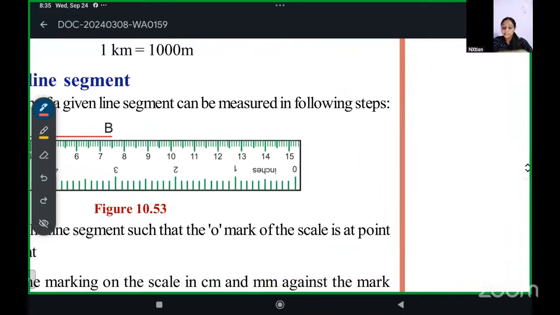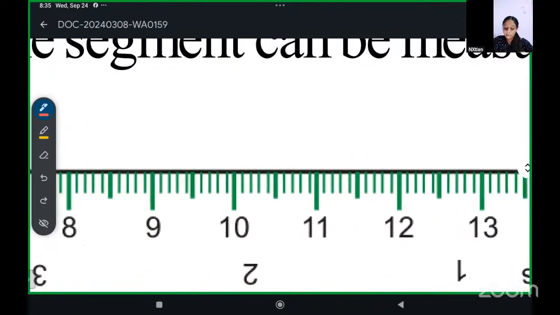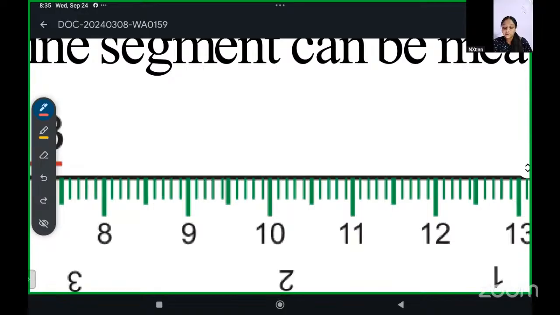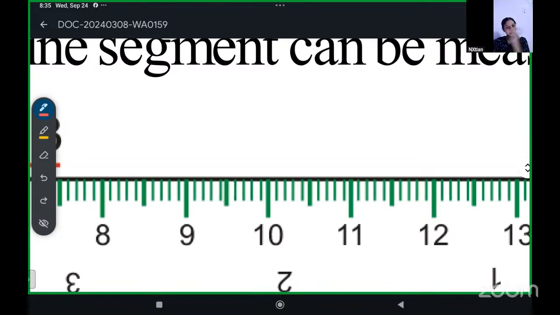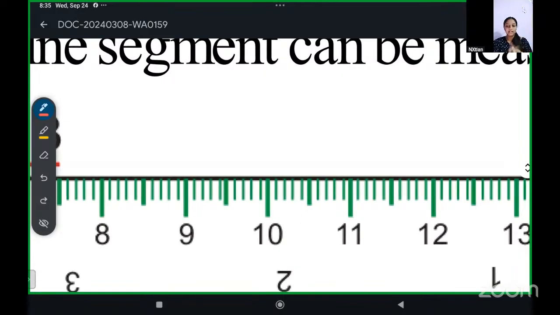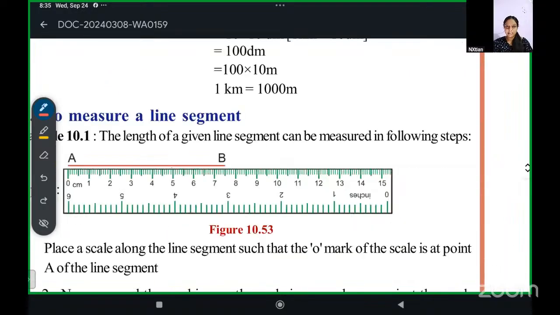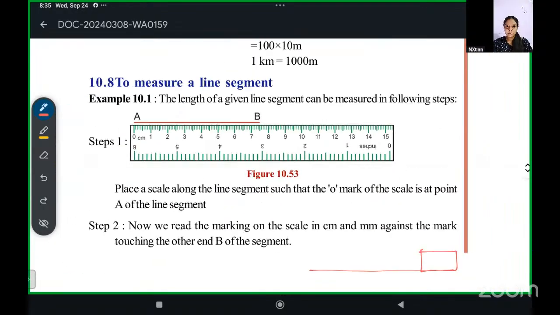So the center lines, they come in point. For example, count the 3 lines after 9. 3 lines after 9, it becomes 9.3 centimeter. So after the big number, whatever lines are there in the middle, you put 0.3 centimeter, 0.5 centimeter, 0.6, 0.8 centimeter. Understood this thing, how to measure a line segment? Yes, ma'am.